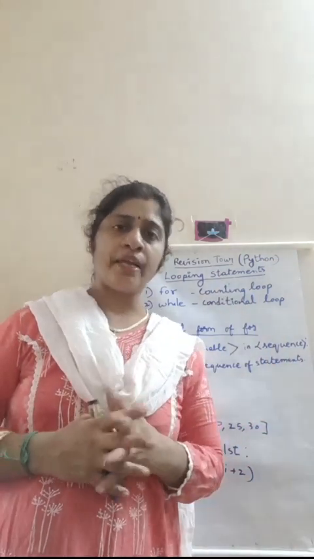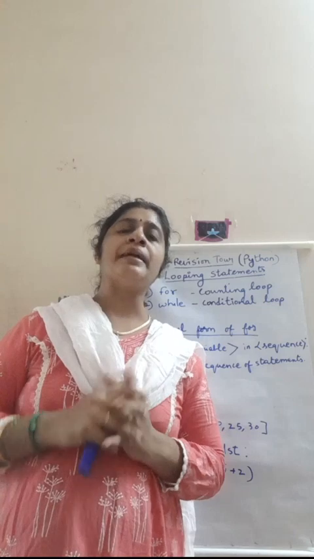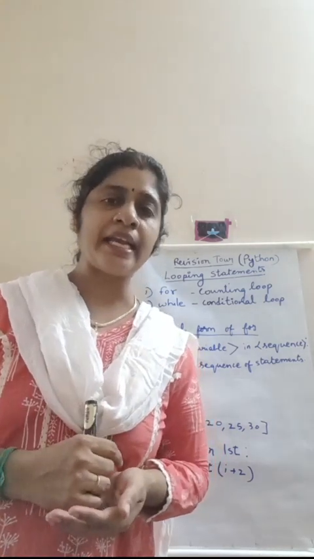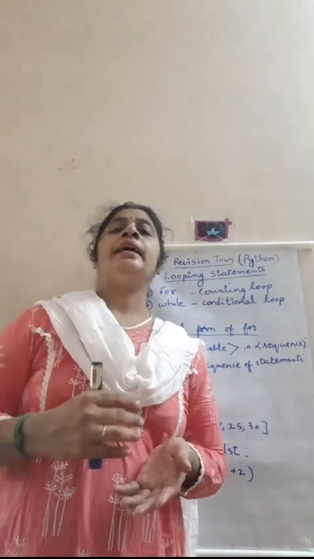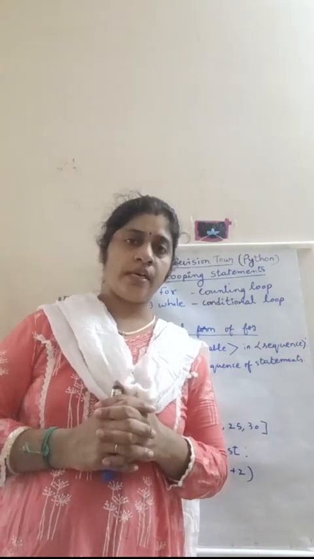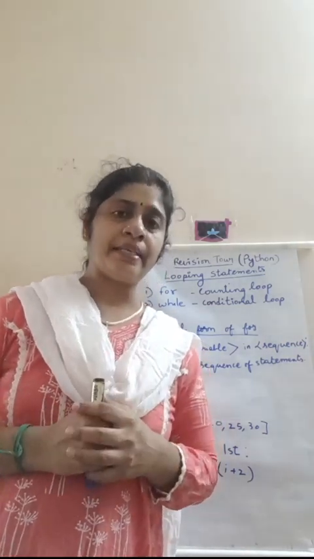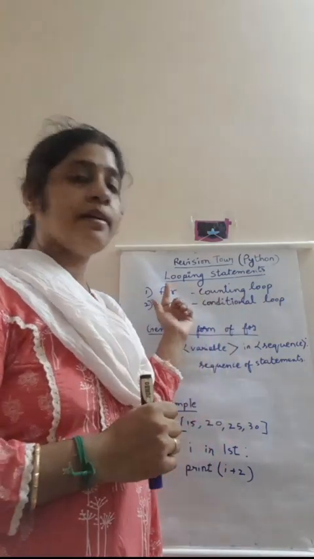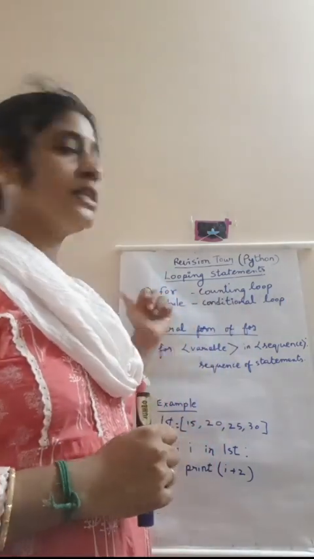Now let us begin with what are looping statements. What do you mean by a loop? A loop is nothing but when a set of statements gets executed repeatedly till the condition gets satisfied. That is called a loop. Now the loop can be written in two forms. One is the for loop and another one is the while loop.